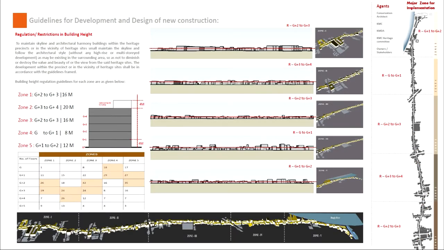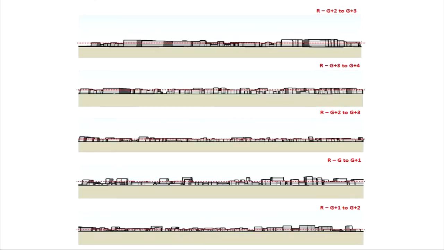Regulations and restrictions in building height to maintain skyline and architectural harmony. Buildings within the heritage precincts or in the vicinity of the heritage site shall maintain the skyline and the following architectural style. Building height regulation guidelines for each zone are given below. Zone 1 G+2 to G+3, Zone 2 G+3 to G+4, Zone 3 G+2 to G+3, Zone 4 G to G+1, Zone 5 G+1 to G+2.